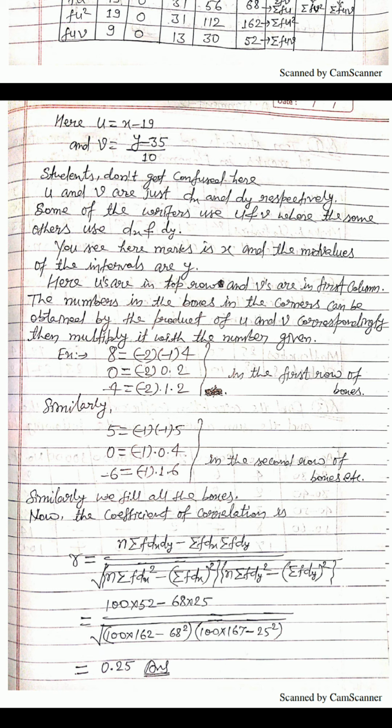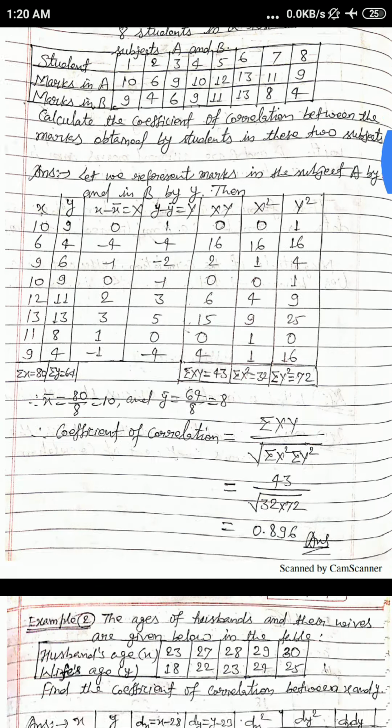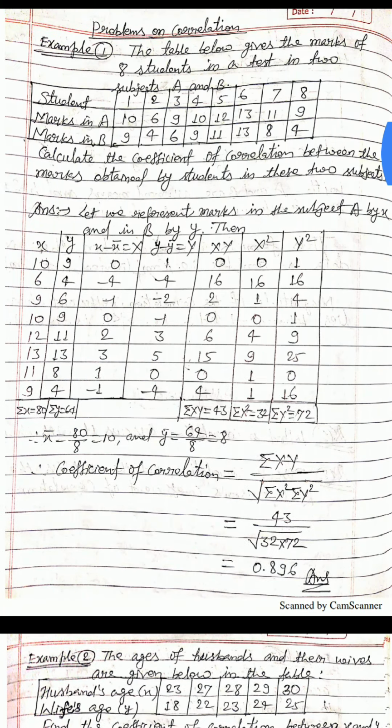Here it is 0.25. So those are the examples on the concept of problems on correlation. In the next video we will see some more concepts.